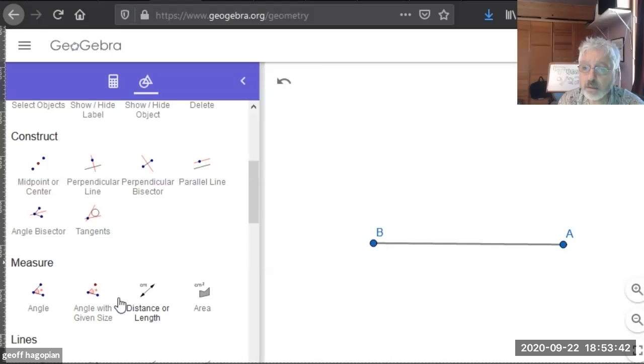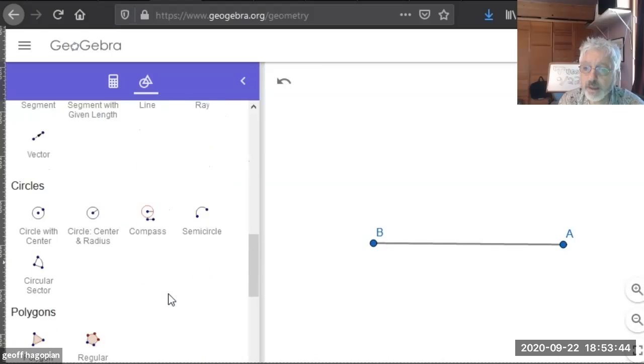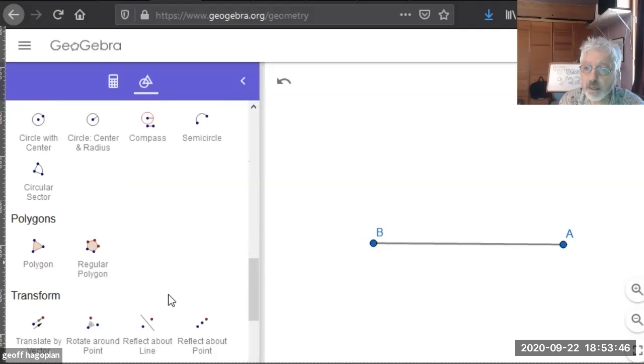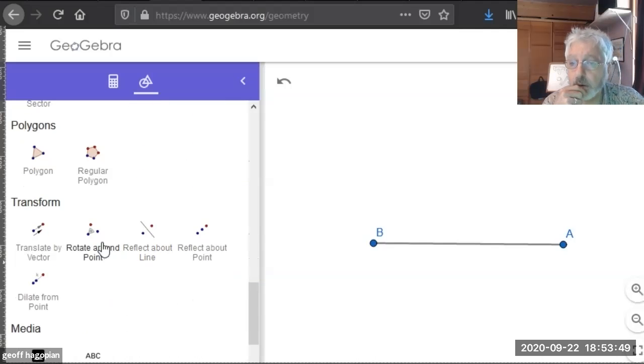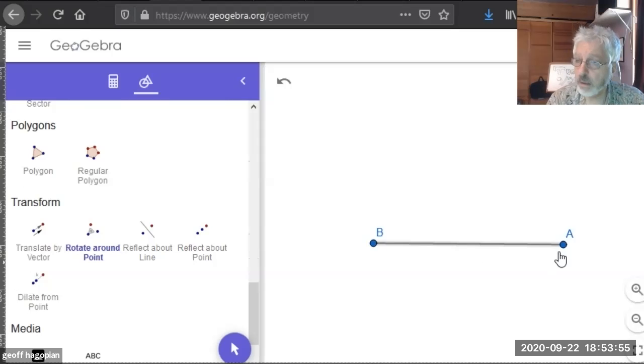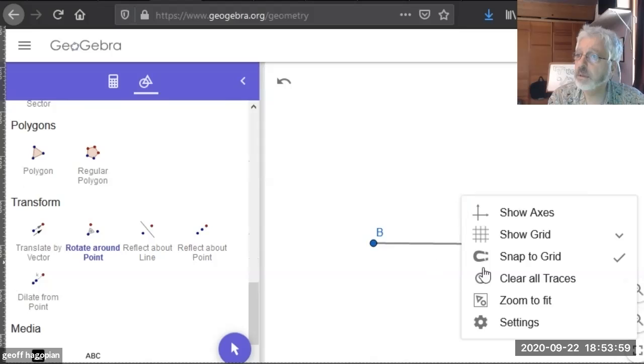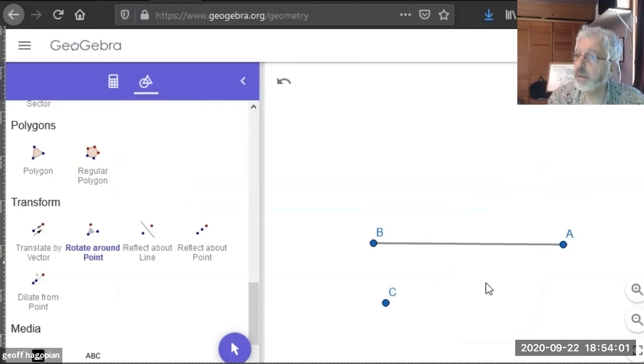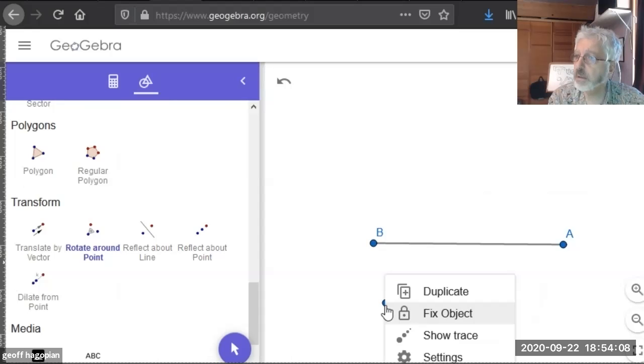So construct, measure, lines, circles, polygons, transform. This is what I want. Right, so rotate around a point. You see that option? So I want to rotate this thing. Well, actually, let me say those things. Oh, cancel. Okay, so I've got the rotate around a point. Oh, I got a point C for some reason. I'm just going to ignore it, okay?